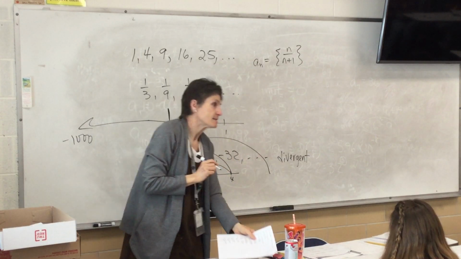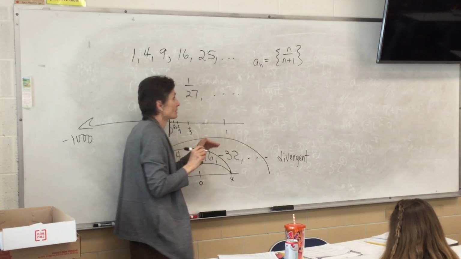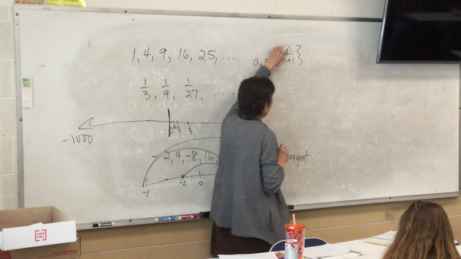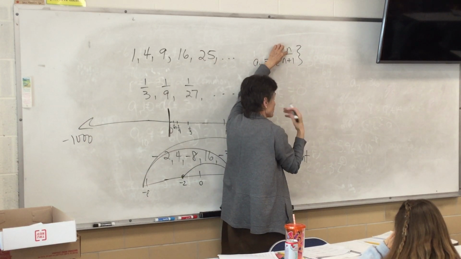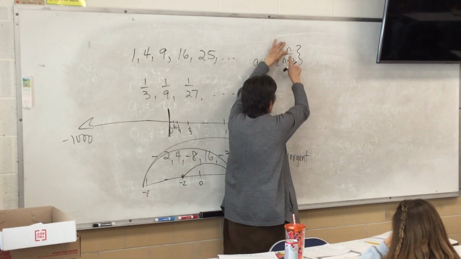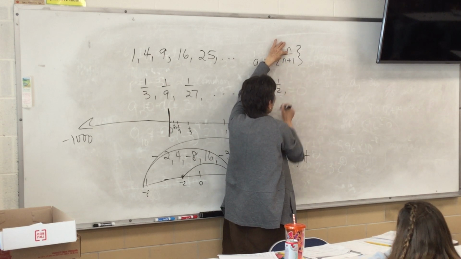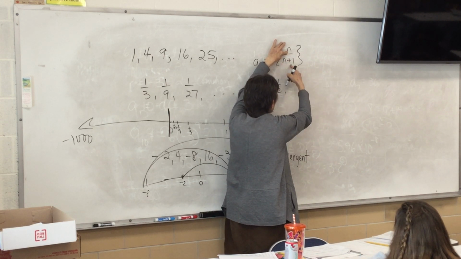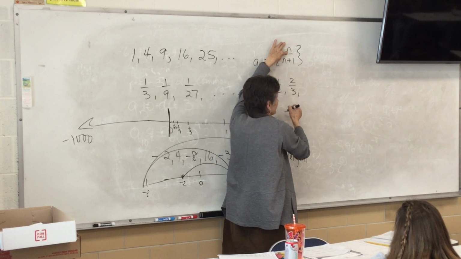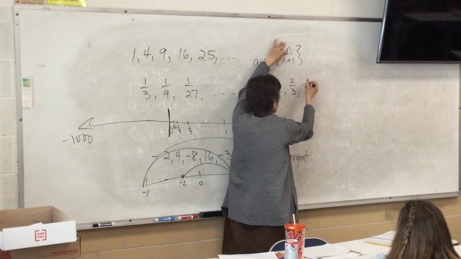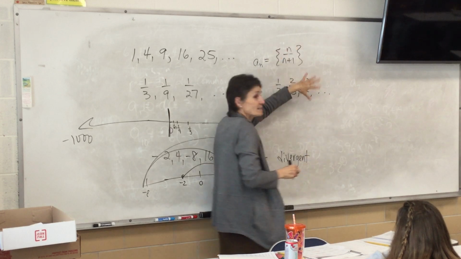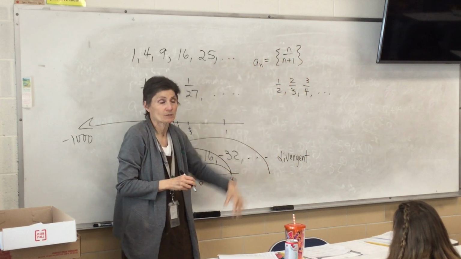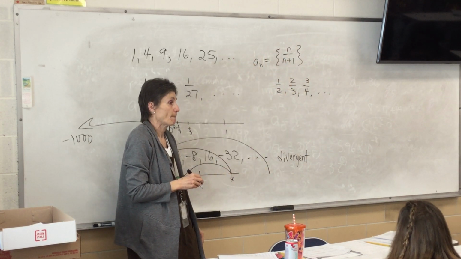Now, when I say this is a sequence of numbers, if you put in 1, you don't need to do this, but just watch so you see the connection. If I put in 1, I get 1/2. If I put in 2, I get 2/3. If I put in 3, I get 3/4, and so on. That is a series of numbers, a sequence of numbers.